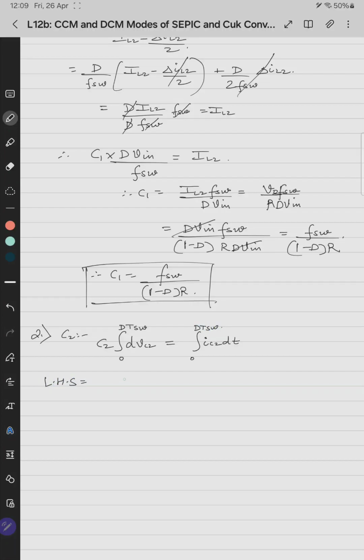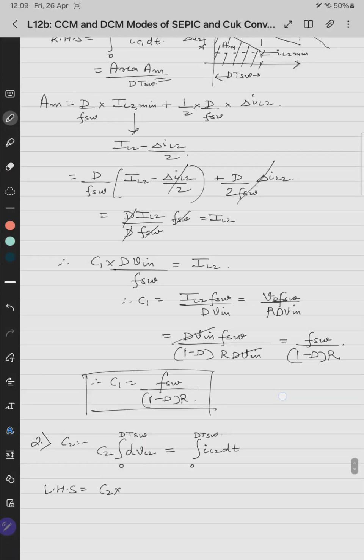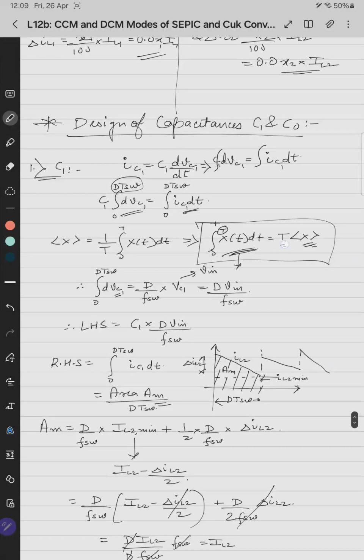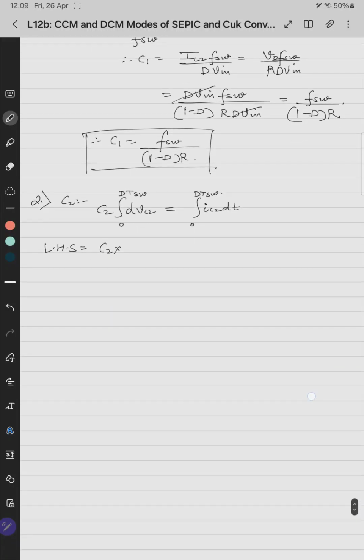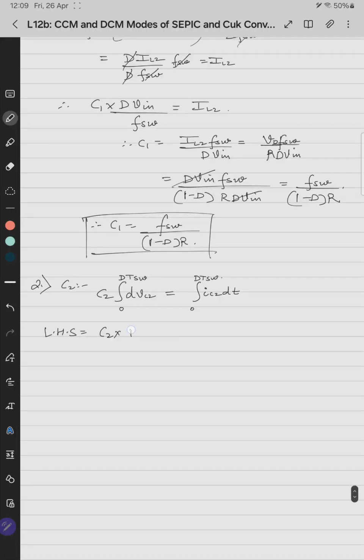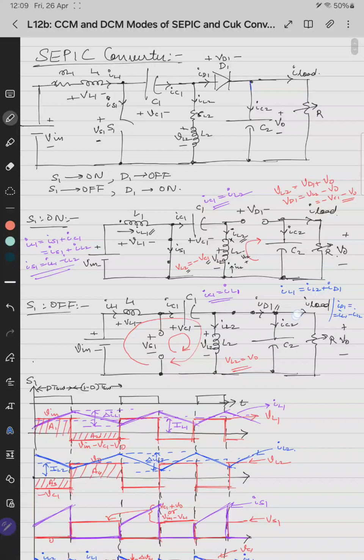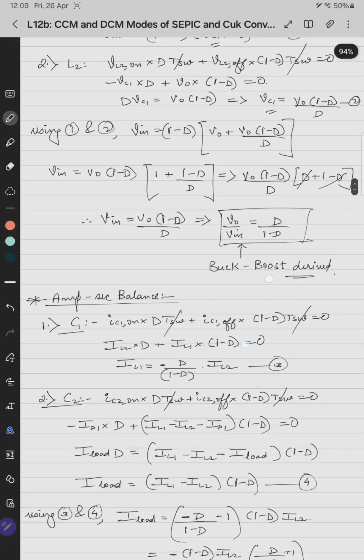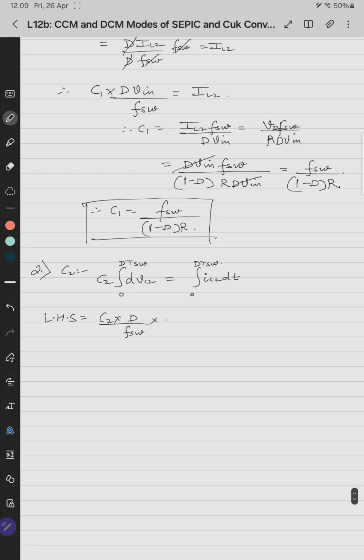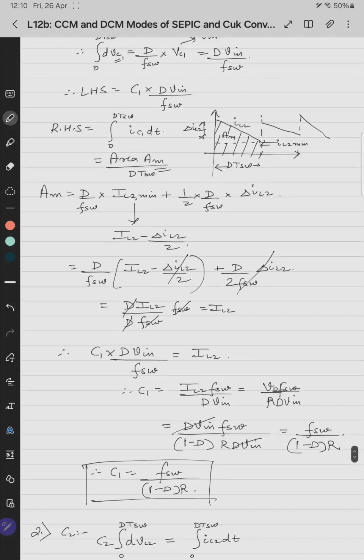So again similarly LHS is what, C2 into time into average value of the voltage term. Time is what, D T switching or D by F switching, into average value of VC2 during on time. What is VC2 during on time? That we have to see. VC2 during on time is V0 only. VC2 is always V0. So V0 equals 1 by D T switching, or F switching by D, into area under IC2 graph.